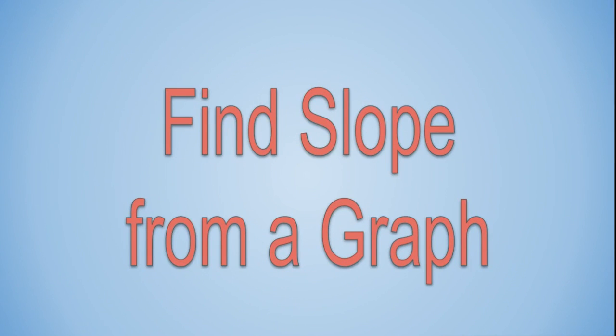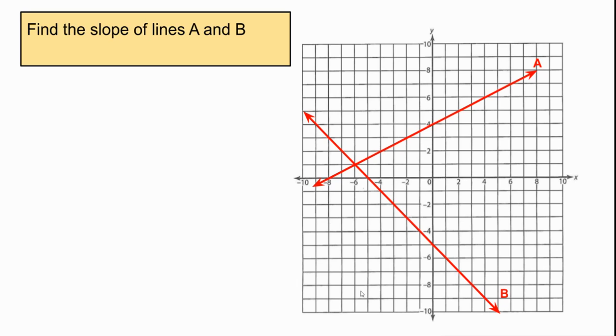In this video, we're going to find the slope of two lines from a graph. Let's take a look at our two lines. There you can see we have lines A and B, and let's get into it and find the slope of line A.